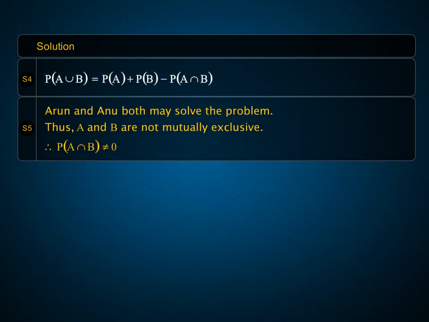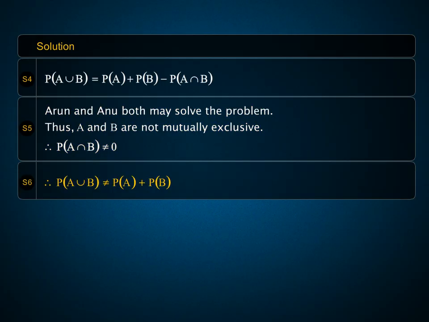It may happen that both the students, Arun and Anu, solve the problem. Therefore, the 2 events here are not mutually exclusive. So, the probability of A intersection B is not 0. Thus, the probability that the problem is solved is not the sum of the 2 probabilities.